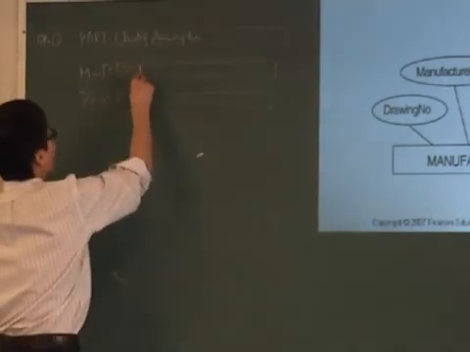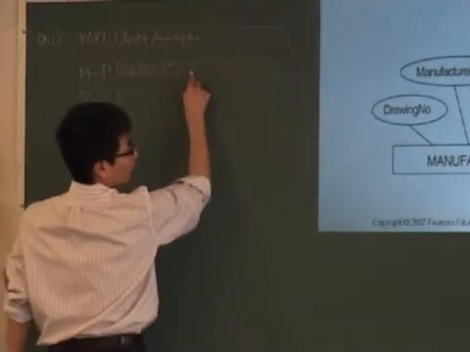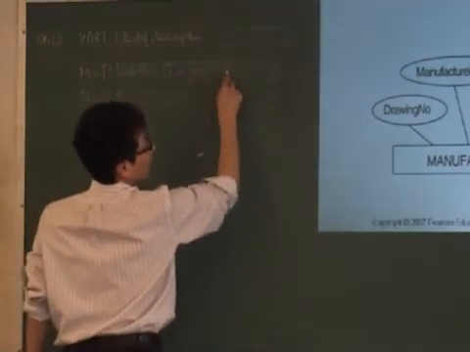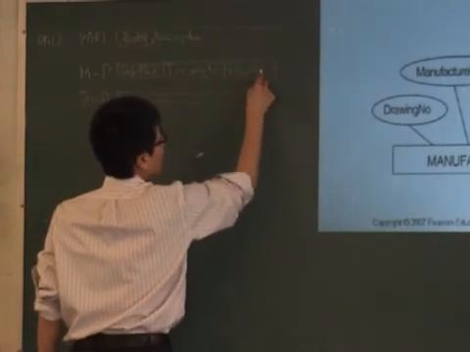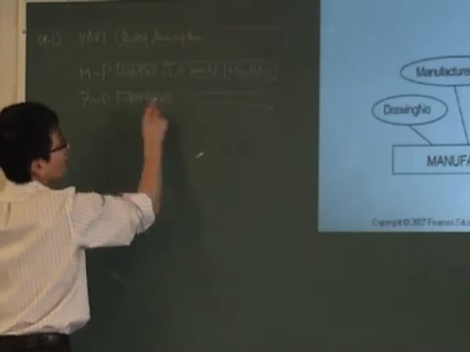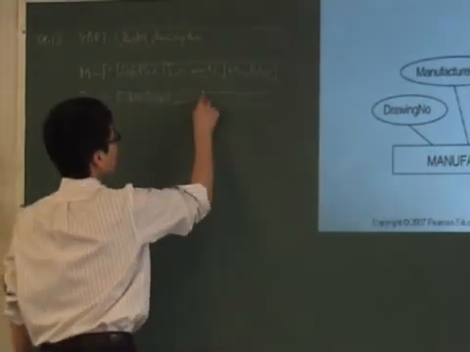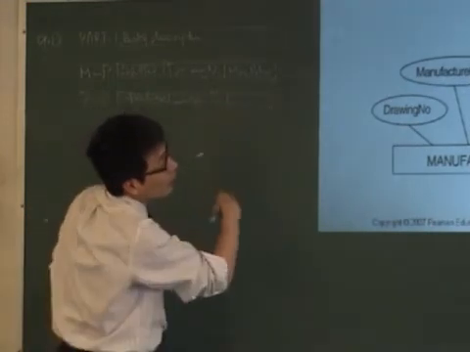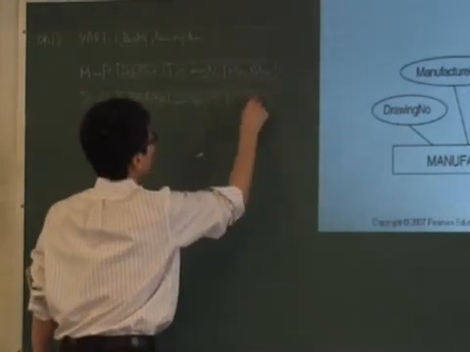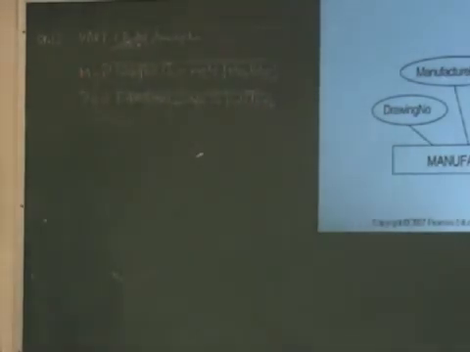For manufactured part, what is the key of manufactured part? Part number. Okay? Part number, then list of drawing number, manufacturer date. And this is definitely part number, and supplier name. Then list price. Don't forget foreign key. Okay?